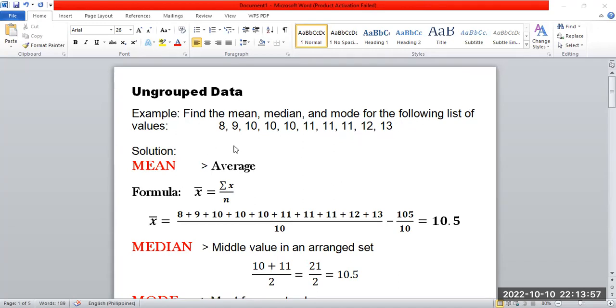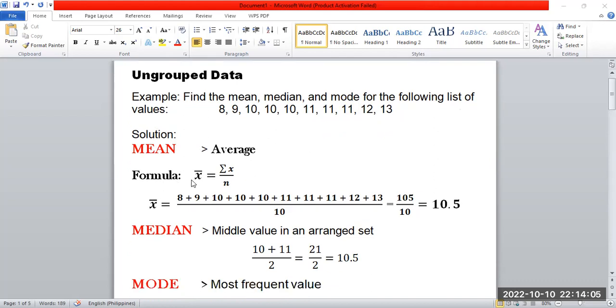Okay, so let's find the mean first. Mean is the average. Remember, when getting the average, you need to add and then divide. So the formula: mean is equal to the summation of x divided by n. Our x are the values, the given set of data: 8, 9, 10, 11, 10, 10, 11, 11, 11, 12, 13. Ito yung mga x. Summation, the total of these numbers. So 8 plus 9 plus 10 plus 10 plus 10 plus 11 plus 11 plus 11 plus 12 plus 13. Ito siya. So mean is equal to summation of x divided by n.